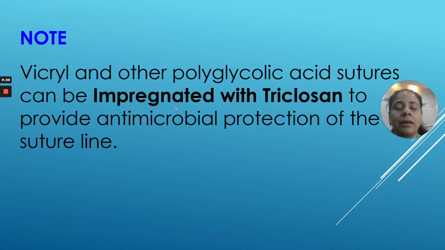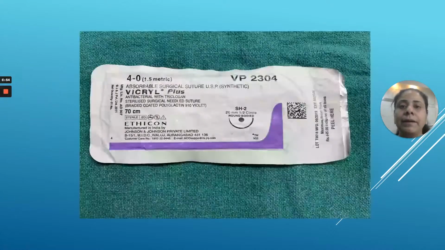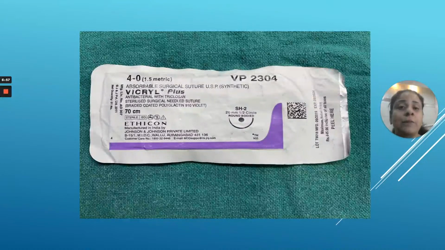Sometimes Vicryl and other polyglycolic acid sutures are impregnated, meaning they are coated. Like this is the suture, they are coated with a layer of triclosan. Triclosan is an antibacterial substance. In mouthwashes also there is triclosan present, so it acts as an antibacterial agent. So polyglycolic acid and Vicryl are sometimes coated with triclosan to make them resistant to bacterial infections, and that particular Vicryl is called Vicryl Plus.